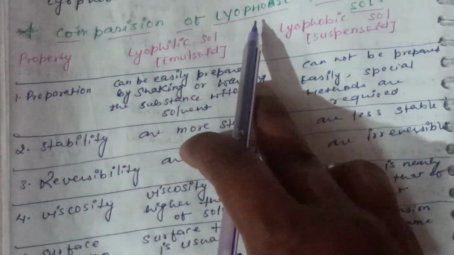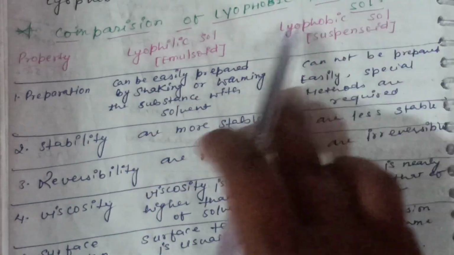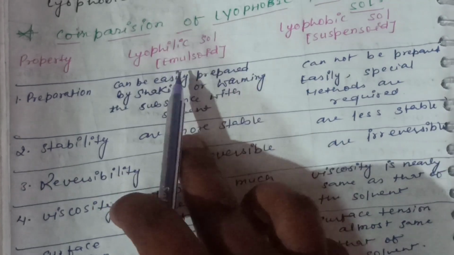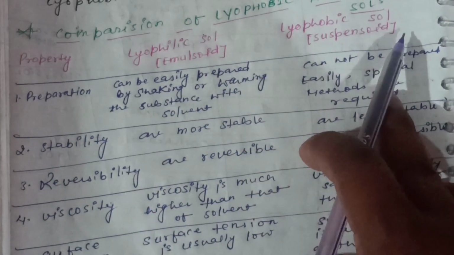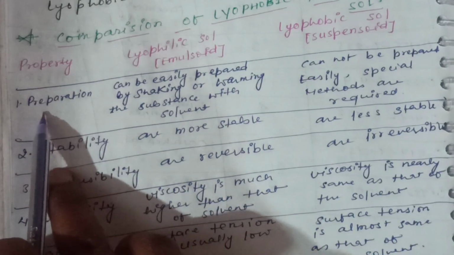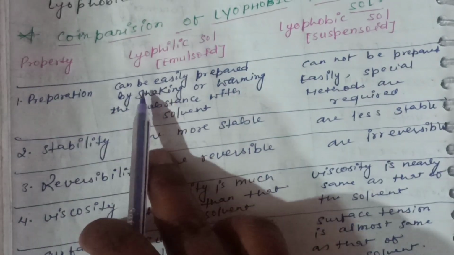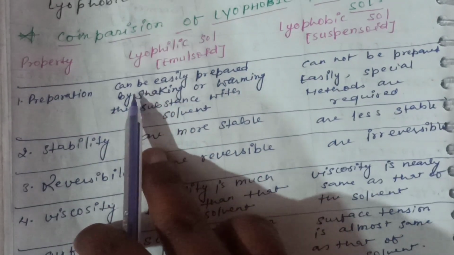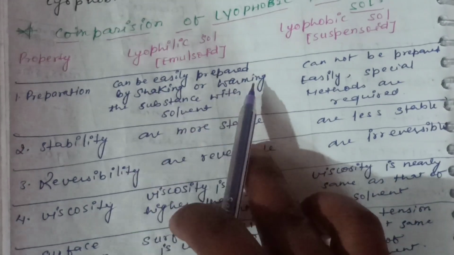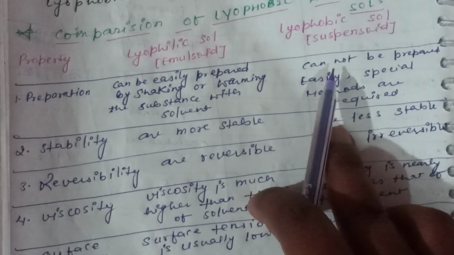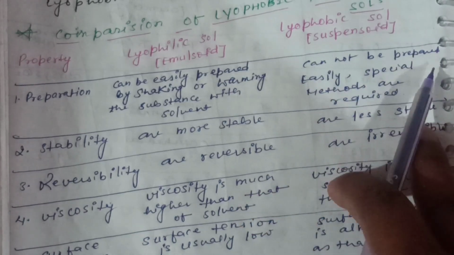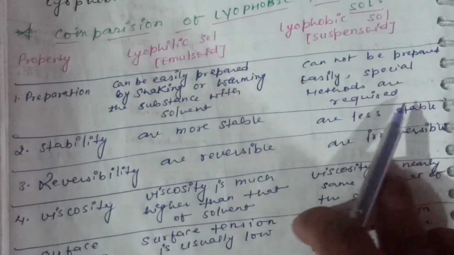Comparison of lyophobic and lyophilic properties. Lyophilic solutions are emulsoid; lyophobic are suspensoid. Preparation: a lyophilic sol can be easily prepared by shaking or warming the substance with the solvent. A lyophobic sol cannot be prepared easily; a special method is required.